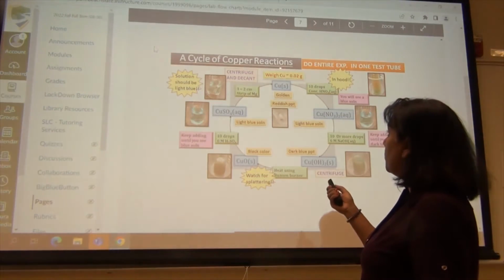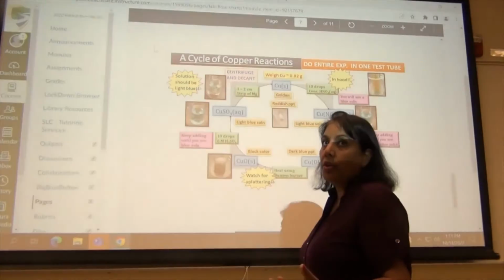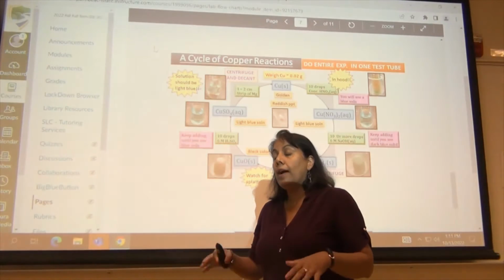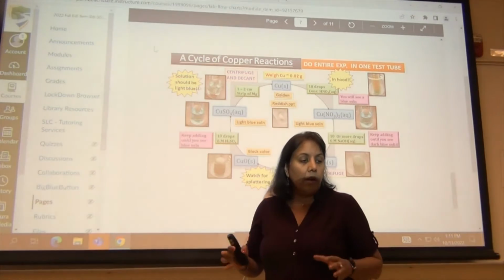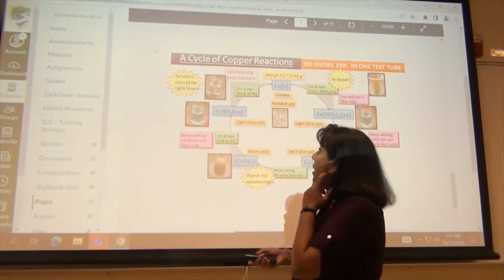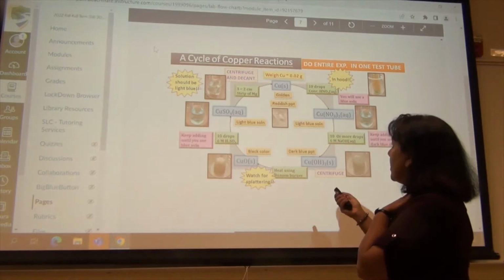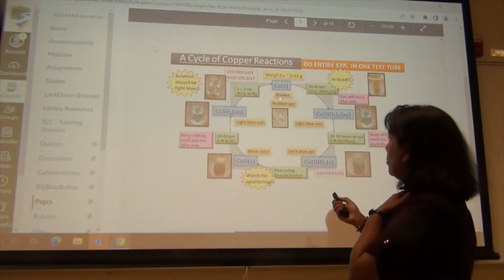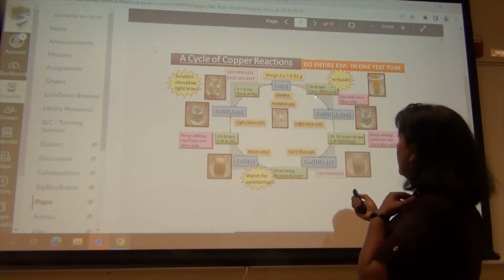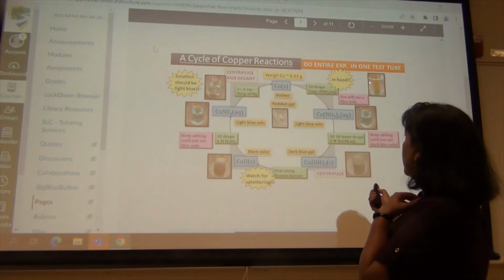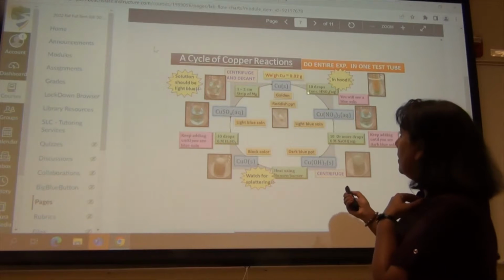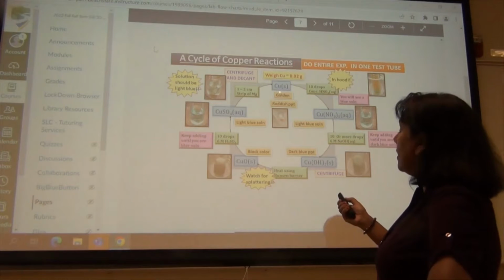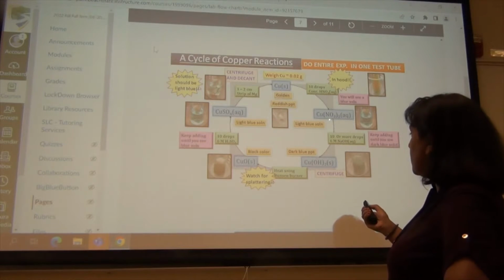Technically we're supposed to weigh copper, but even when we do the lab in the lab for real, we don't weigh the copper, so that part is out. Which means what we're going to do is just take a little bit of copper in a test tube, and then we'll add a little bit of nitric acid to it. Then we'll watch the changes that happen. Adding nitric acid to copper will give us copper nitrate.